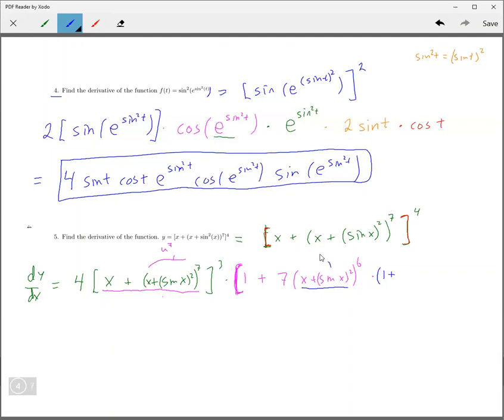the sine x squared is like u squared. So that's going to be multiplied by the derivative of u squared, which is 2u. So bring the 2 down, and then multiply by cosine x. Okay, so the derivative of sine is cosine. Okay, so this is quite painful.